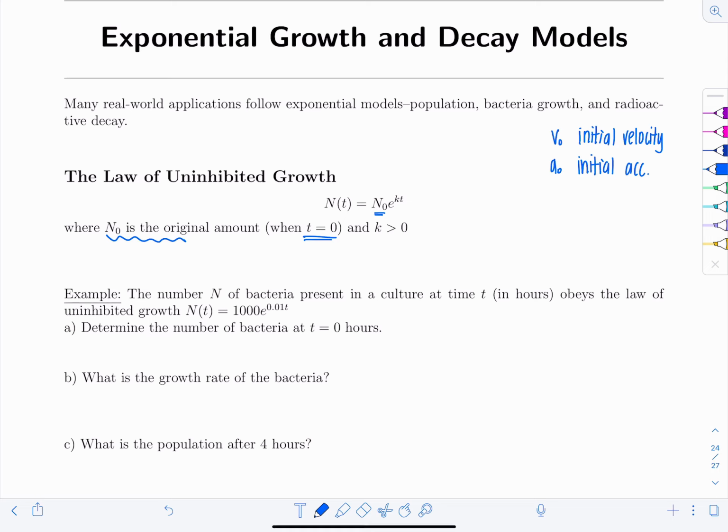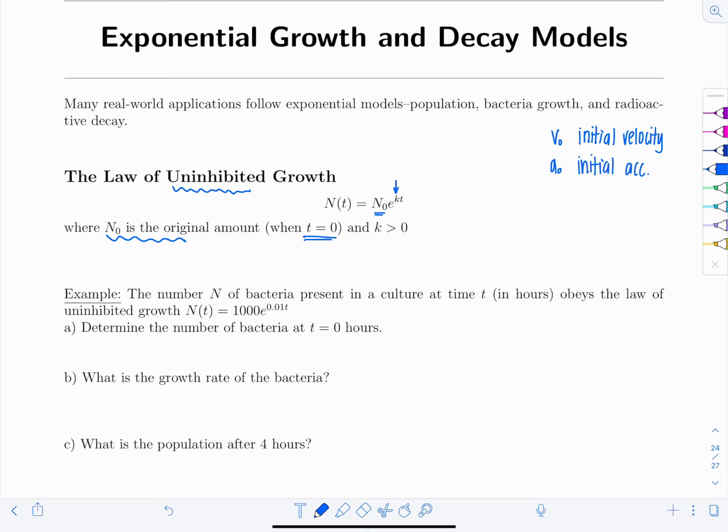K is our growth constant. In this case, it's positive because that means our exponential function is growing, increasing. So that's why this is the law of uninhibited growth. Now, it's uninhibited because obviously in the real world, we have other constraints that will limit a population from growing indefinitely without bound. But we're not going to overcomplicate this model right now. If you take a calculus class in the future, you might look at more precise models for population growth that do take into account things like limited resources.